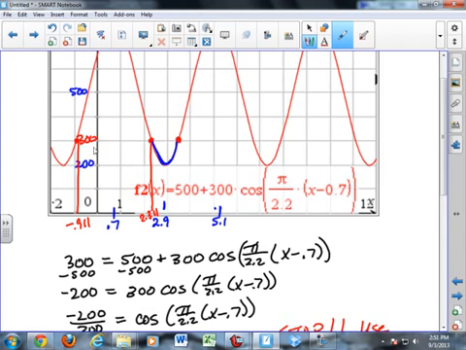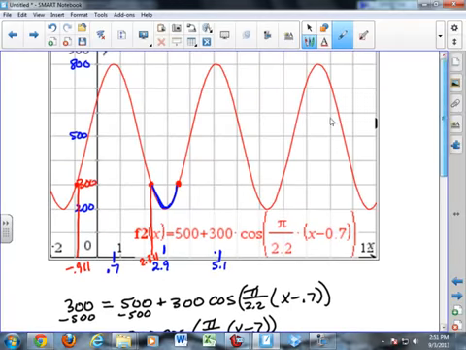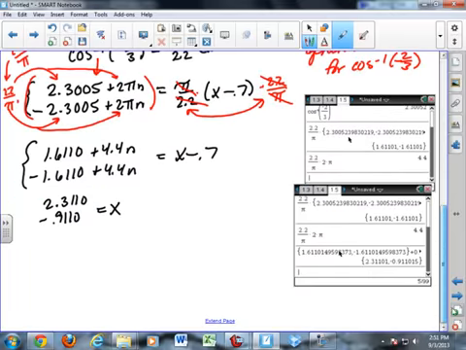So how do I get this one? Well, I can add 2 pi to my previous answers to get more answers. No, I can't add 2 pi. What's the period here? I add a period to here to get to this number. I would add a period to here to get to this number, find another value. What is the period of the fox population? 4.4. If I add 4.4, and that's what I'm showing right here, I can get additional solutions. So 2.3110 plus 4.4, negative 0.9110 plus 4.4.